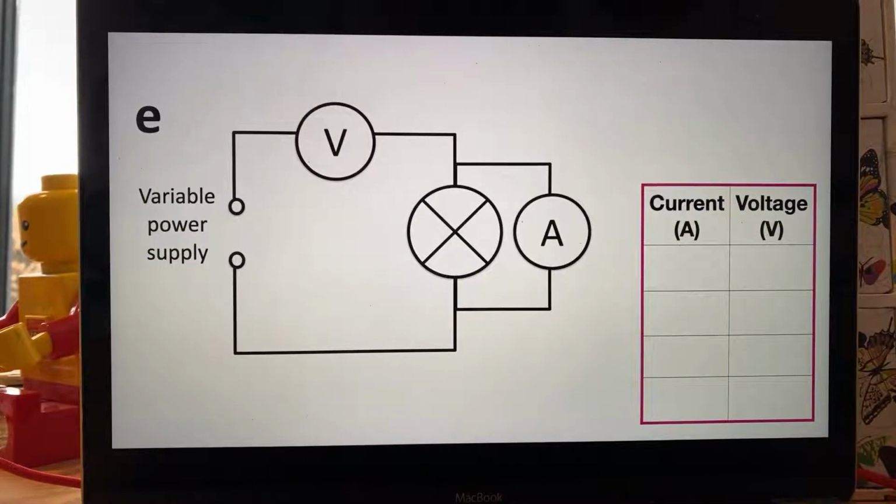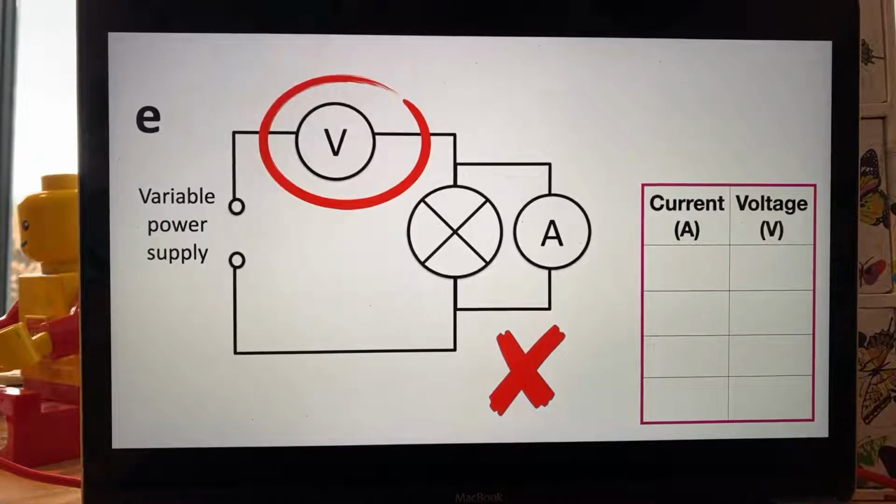What about E? Variable power supply, voltmeter in series with a bulb and an ammeter in parallel across it. What do you think? 3, 2, 1. So this is a classic thing that you should hope that they test you on at IGCSE. You've put your voltmeter and your ammeter in wrong, haven't you? Look at that. That's not going to work at all.